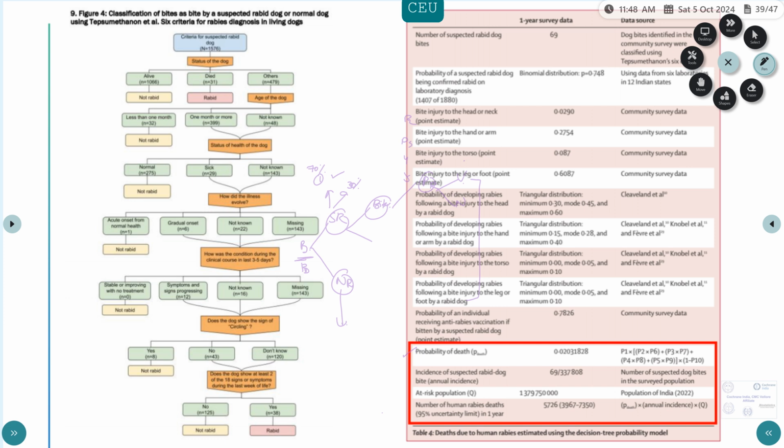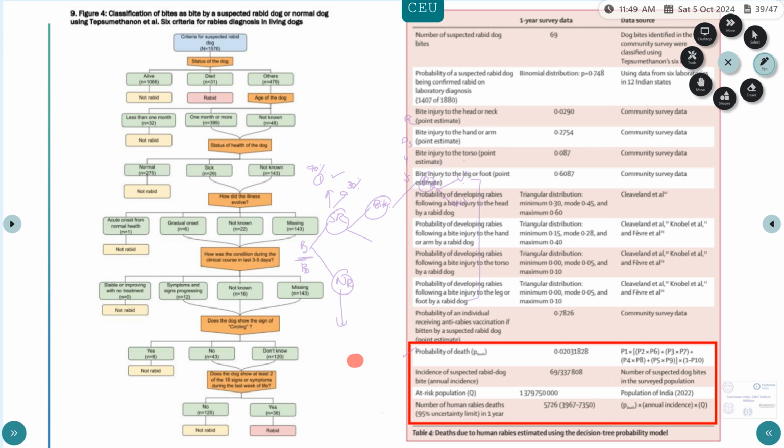Based on the WHO decision tree model, they need three things to figure out the number of human rabies deaths. One is the probability of death if someone gets a dog bite. Second is the incidence of suspected rabid dog bite in the population. Third is the at-risk population. These are the three variables they need to determine the number of human rabies deaths in one year. They got the at-risk population from the census population of India.